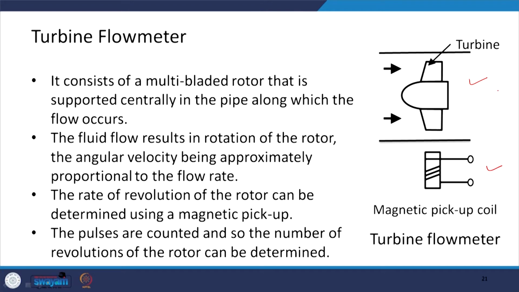The angular velocity of the rotor is proportional to the flow rate, and the rate of revolution of the rotor can be determined using the magnetic pickup. The pulses can be counted, and so the number of revolutions of the rotor can be determined. That way we can measure the flow.